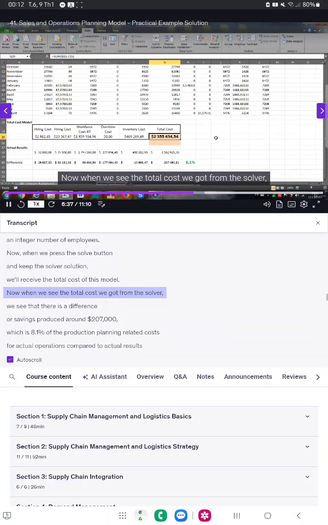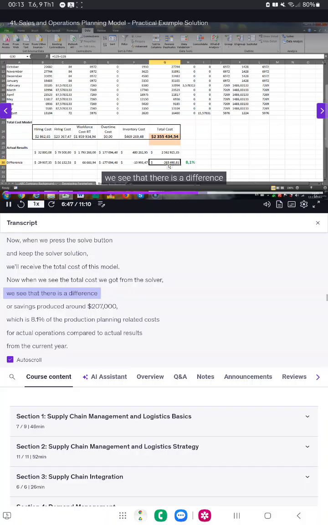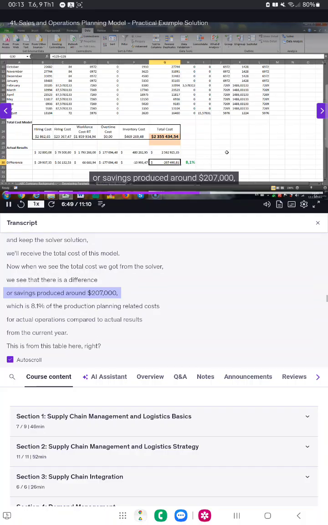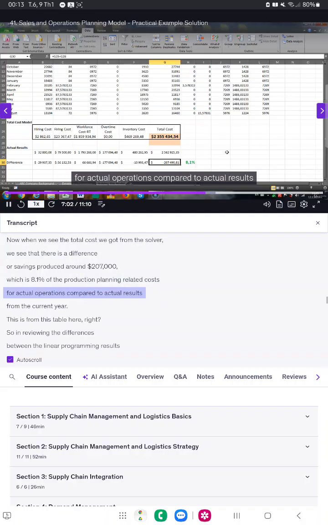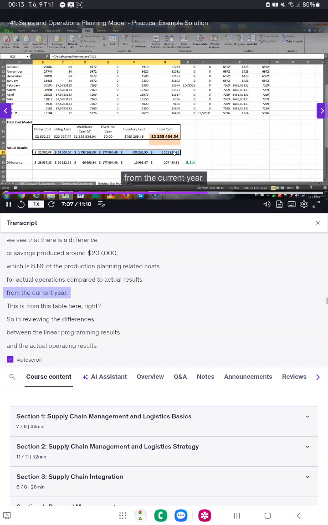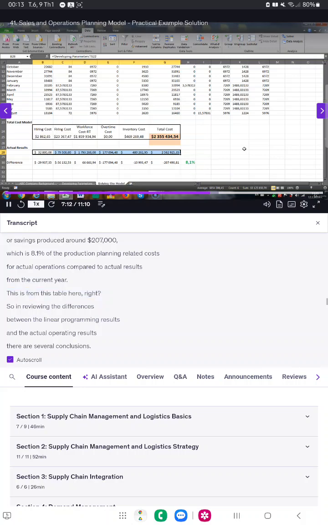Now, when we see the total cost we got from the solver, we see that there is a difference or savings produced around $207,000, which is 8.1% of the production planning related cost for actual operations, compared to actual results from the current year. This is from this table here, right?